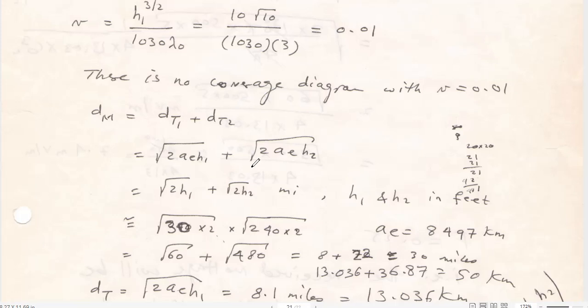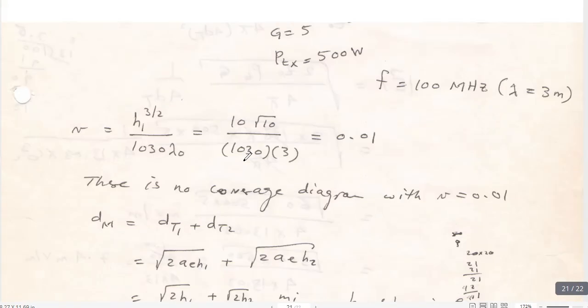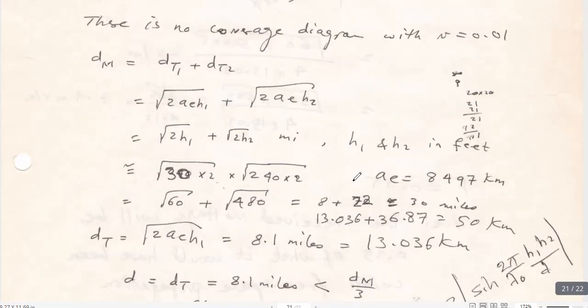To make sure that we can use flat earth formulas, we calculate dm, square root of twice AEH1 plus twice AEH2, in miles. This is another formula. This is in kilometers or in meters, and this can be written in miles if you put H1 and H2 in feet. So the distance dm is 30 miles and our distance is 8.1 miles. 8.1 miles is less than a third of 30 miles. Therefore we can use flat earth.